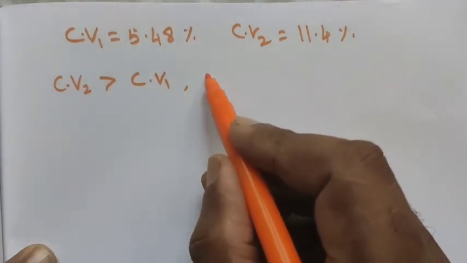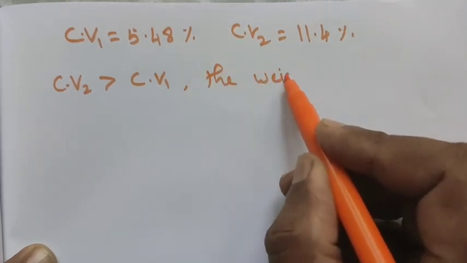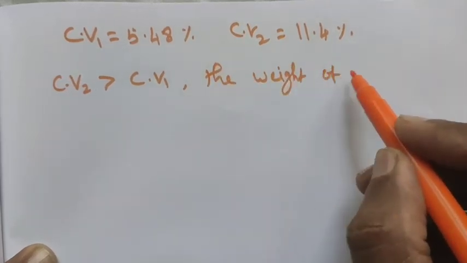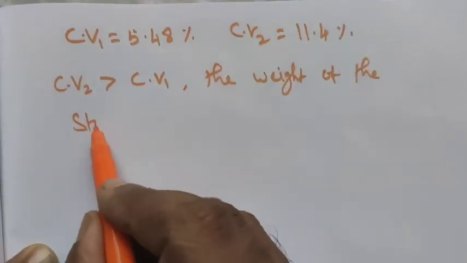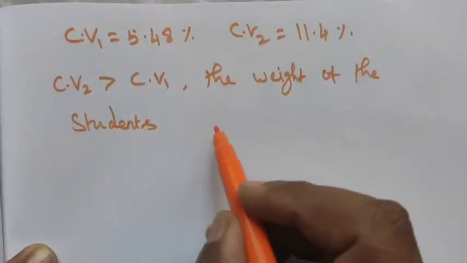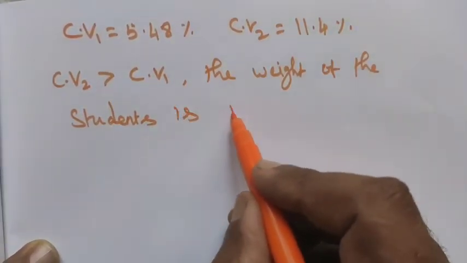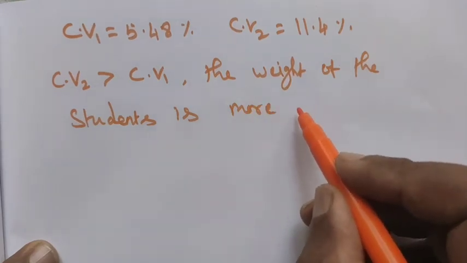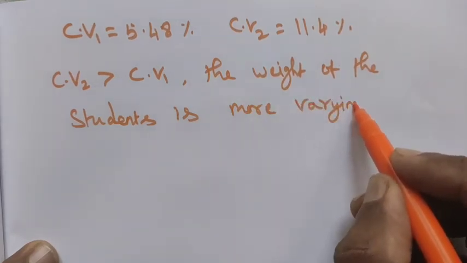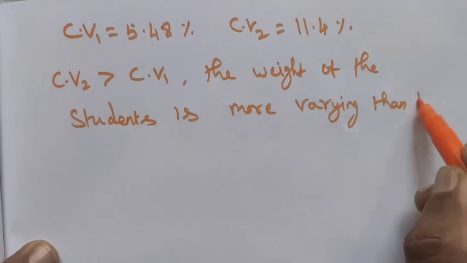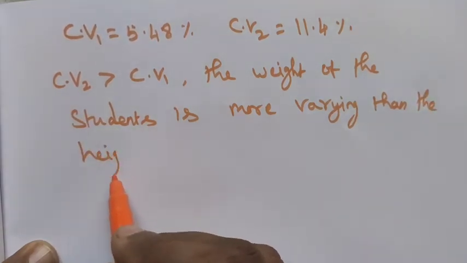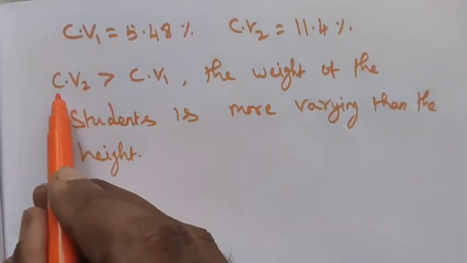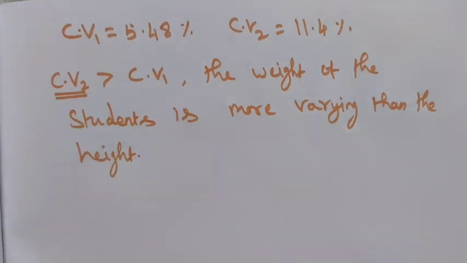Therefore the weight of the students is more varying than the height. So a larger coefficient of variation means more difference, that is, variance means difference, more difference.